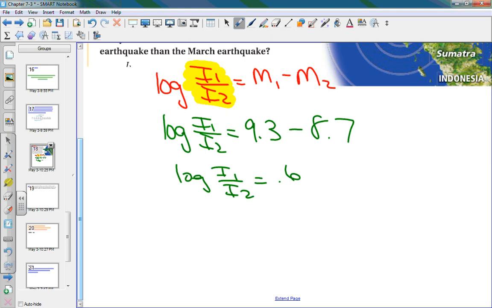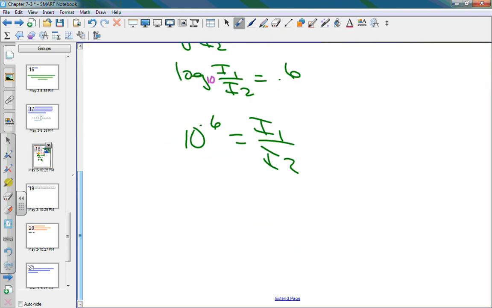Now I need to solve for I sub 1 over I sub 2, which is the ratio of the comparison. So how do I get rid of this log? I need to write it as an exponential. This base is understood to be a 10. So 10 to the 0.6 is equal to I1 over I2, which means 10 to the 0.6 power is 3.98, which means it's approximately 4 times greater. Do we all understand that?